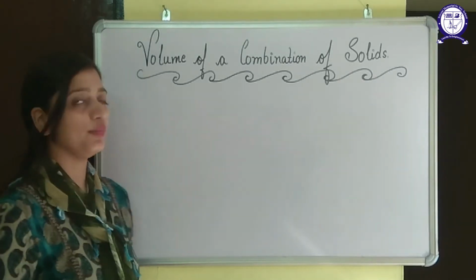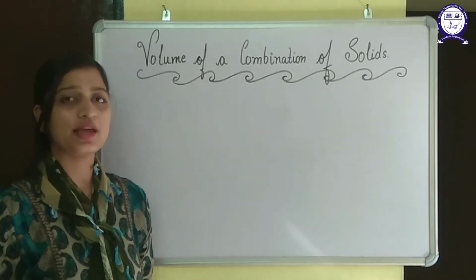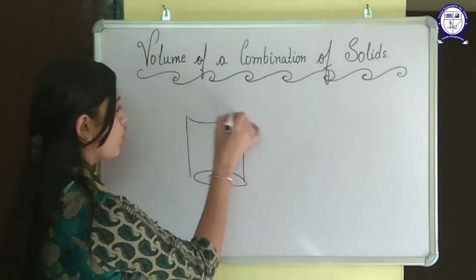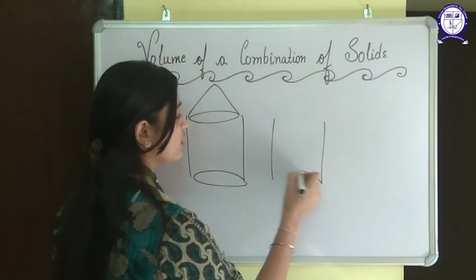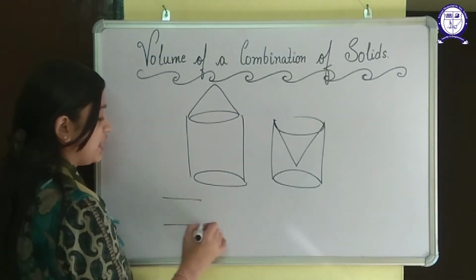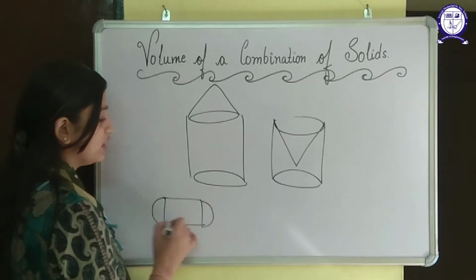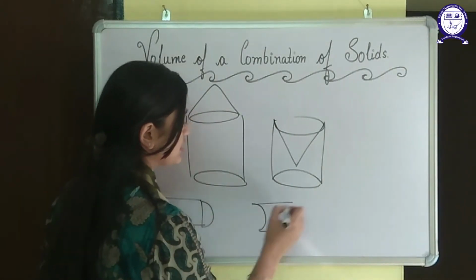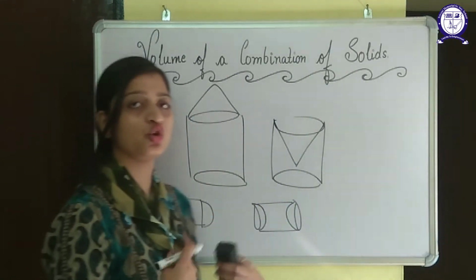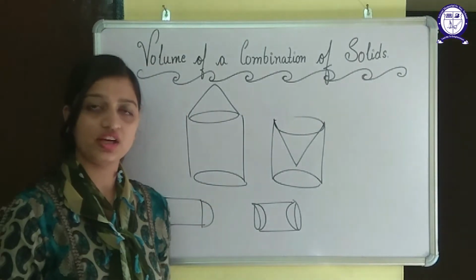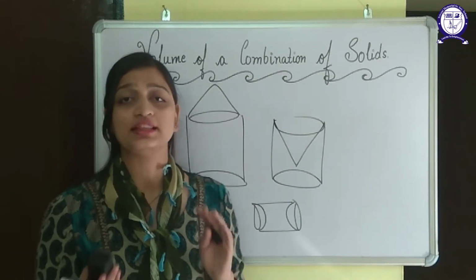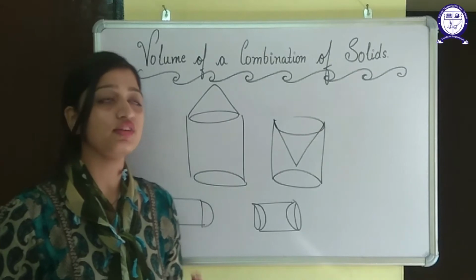Now what can be the combination of solid? The solid will have the same combination as the previous one. There can be a cylinder which has a cone over it, or a cylinder which has a cone inside of it. Similarly, there can be a cylinder with two hemispheres on the ends, or a cylinder with a hemisphere inside of it. In a similar way we can have different shapes related to cuboid, cube, sphere and hemisphere also. There can be any combination of solid and you need to find the volume of that solid. So now how will we find the volume?